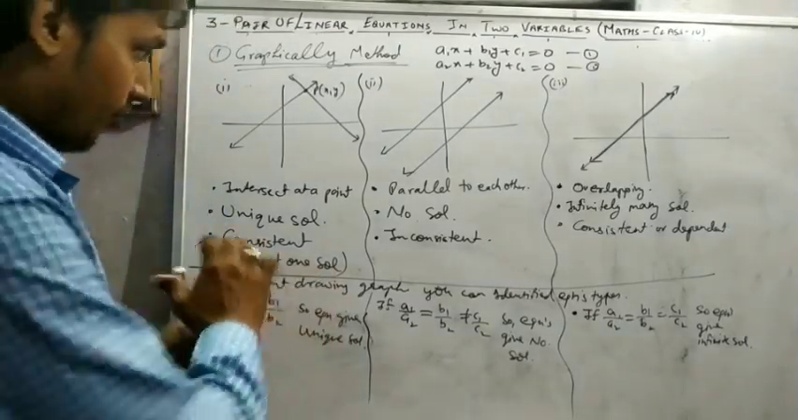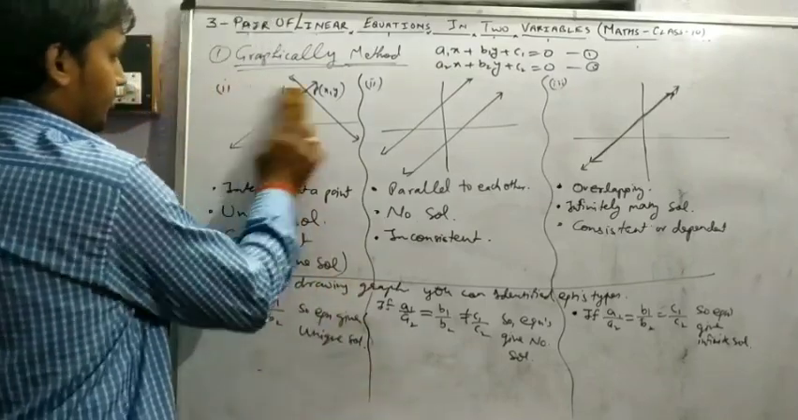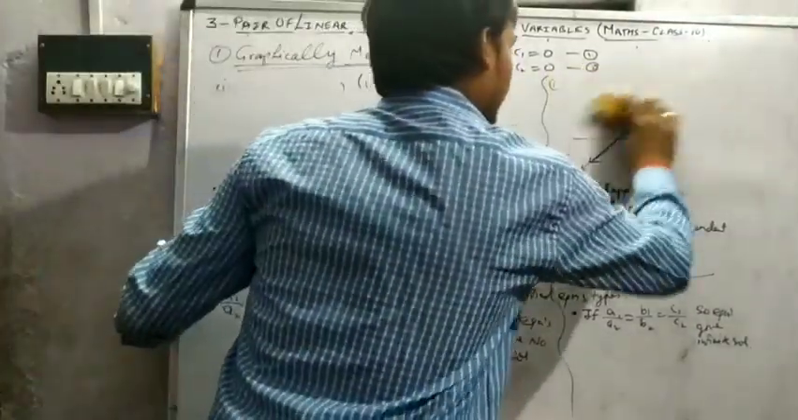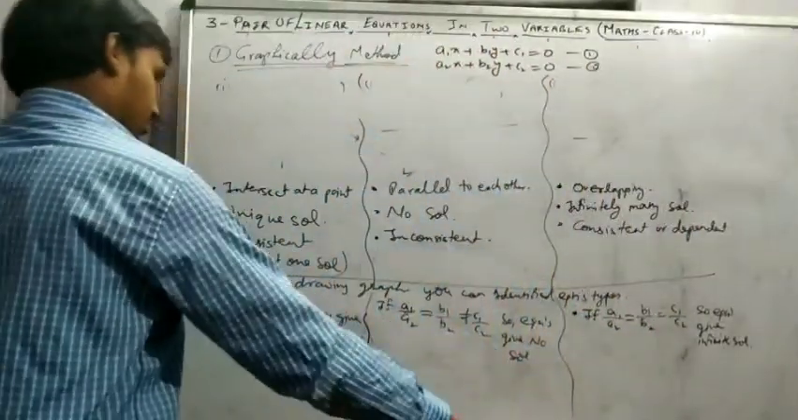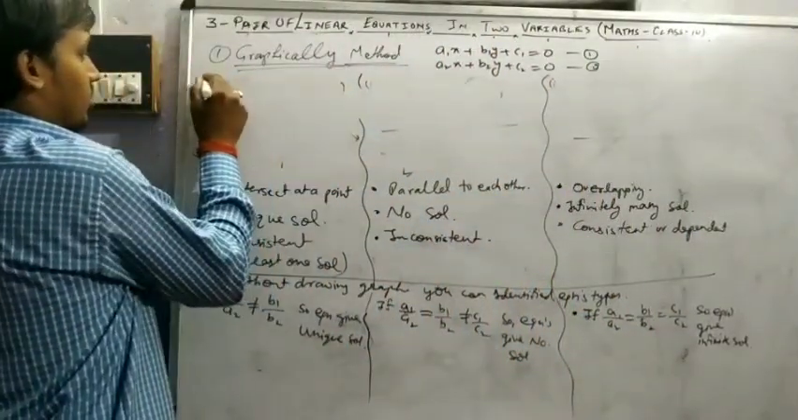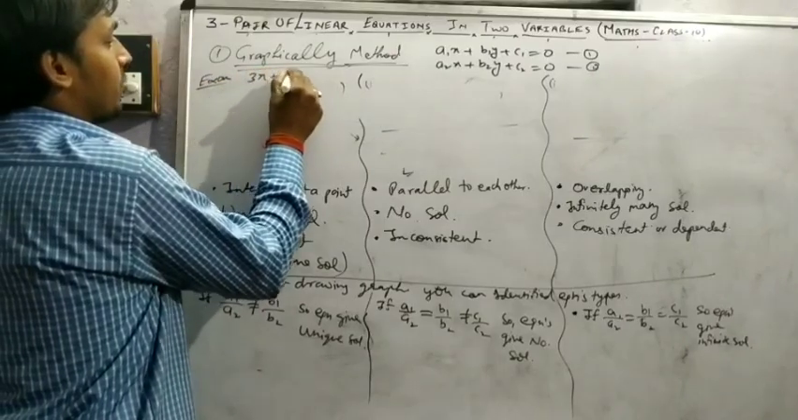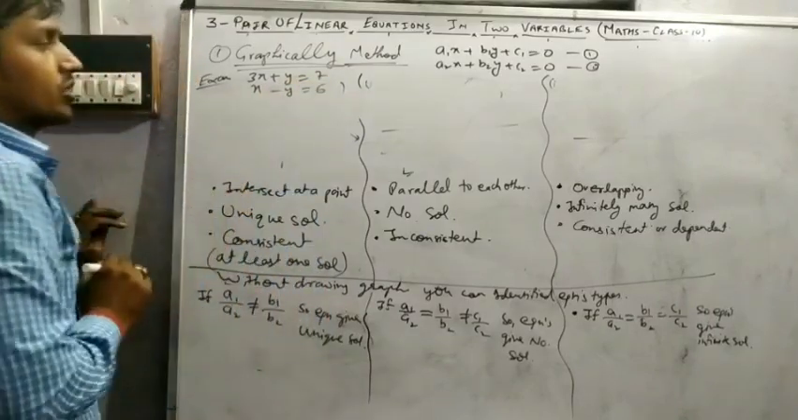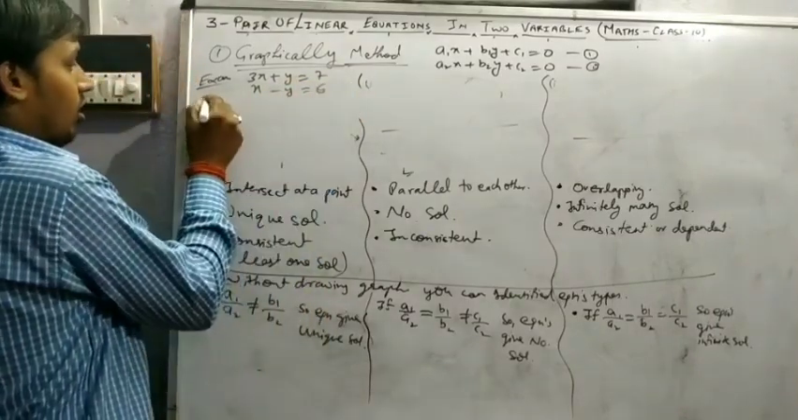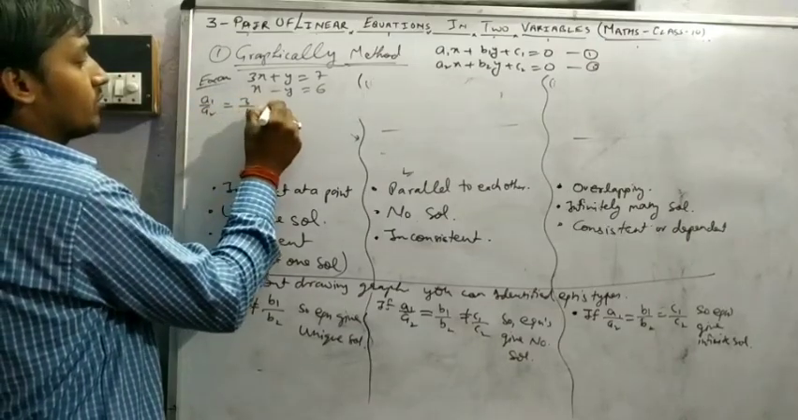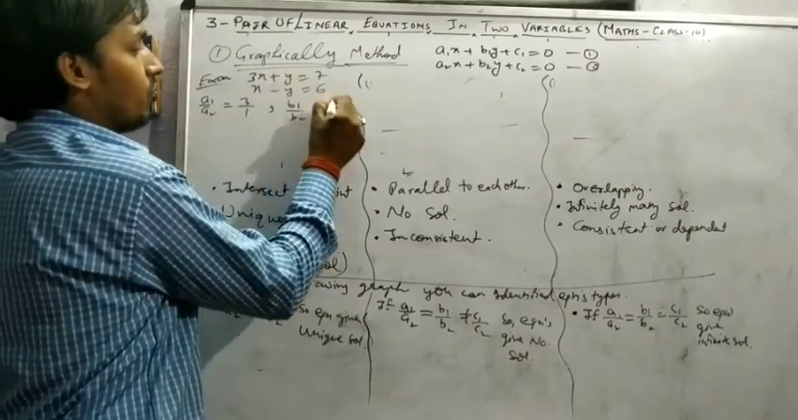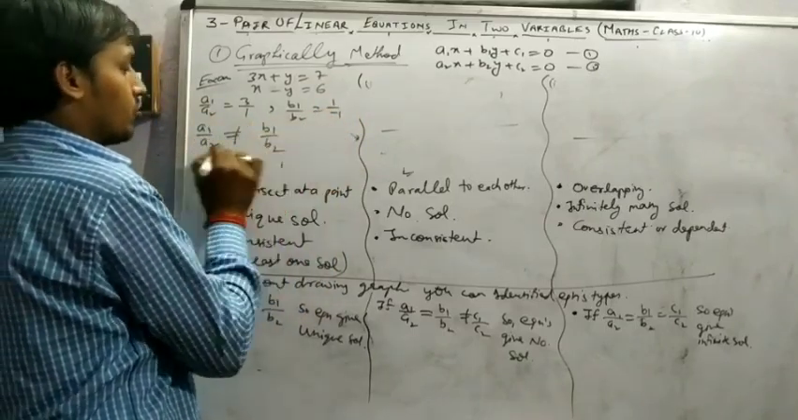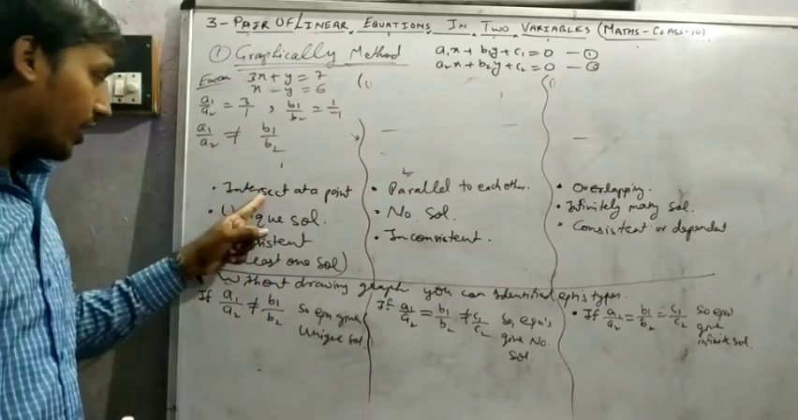Taking some examples for all. I am not drawing the graph. Example: 3x plus y equal to 7, x minus y equal to 6. Suppose A1 upon A2 is 3 upon 1, B1 upon B2 is 1 upon minus 1. A1 upon A2 is not equal to B1 upon B2. So, they intersect at a point, unique solution, consistent.